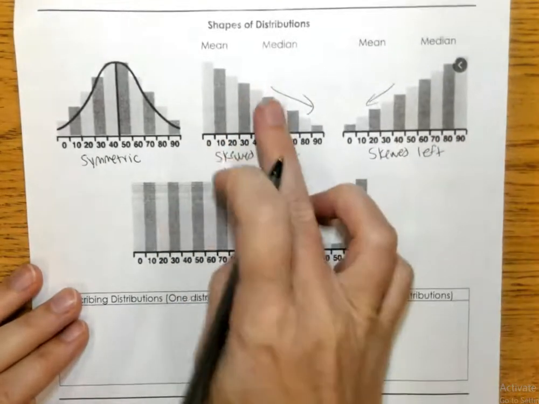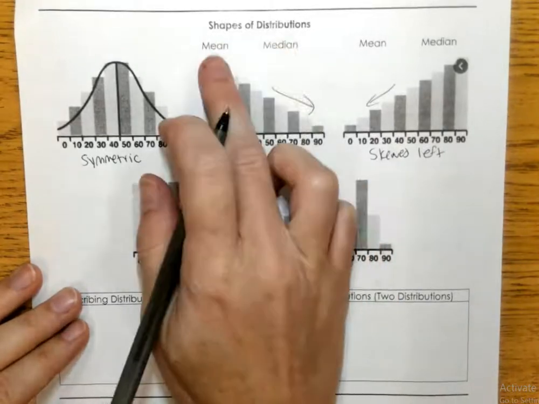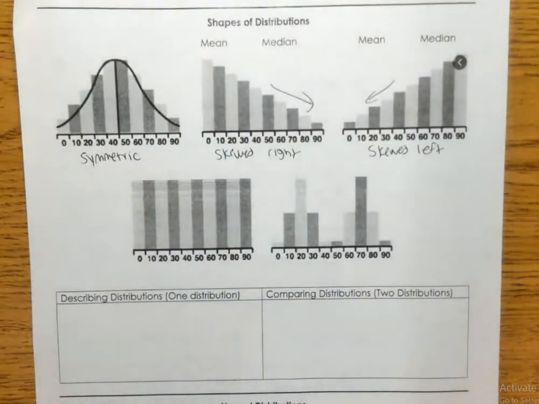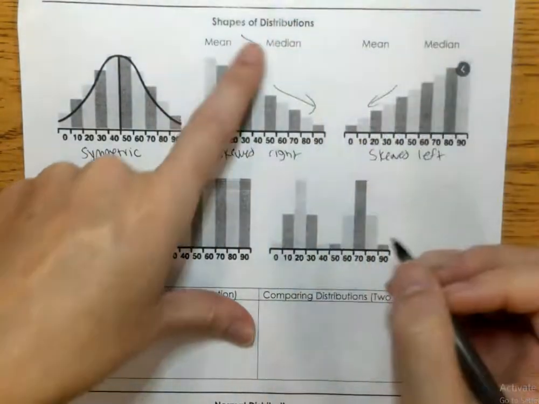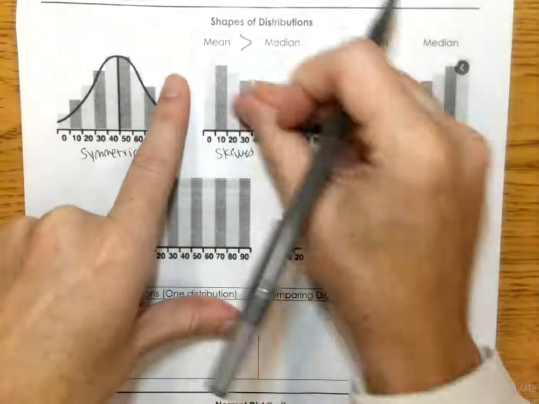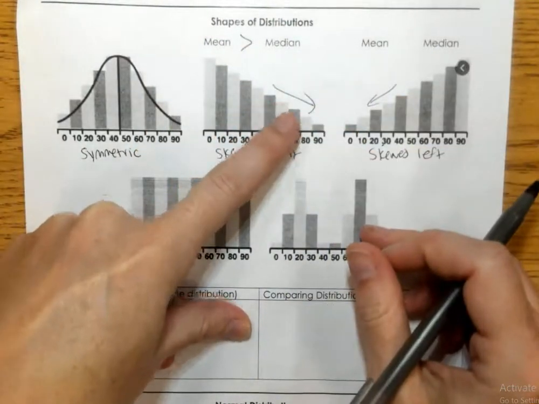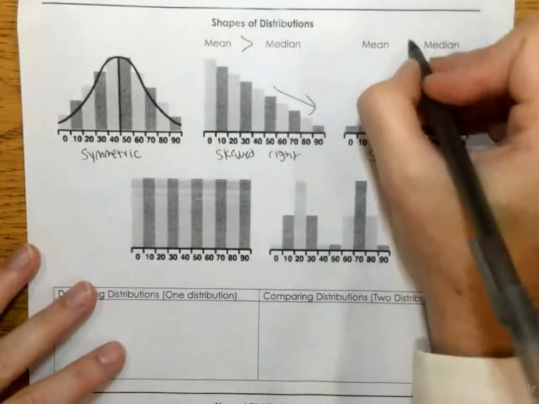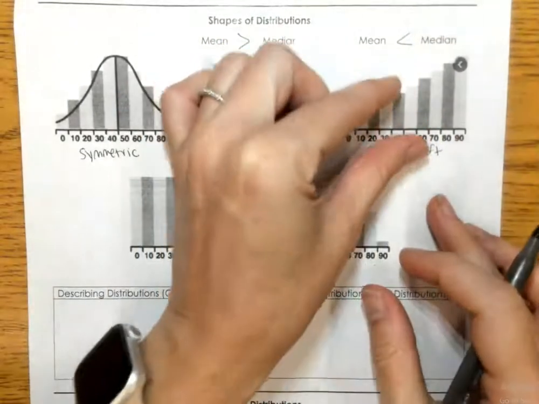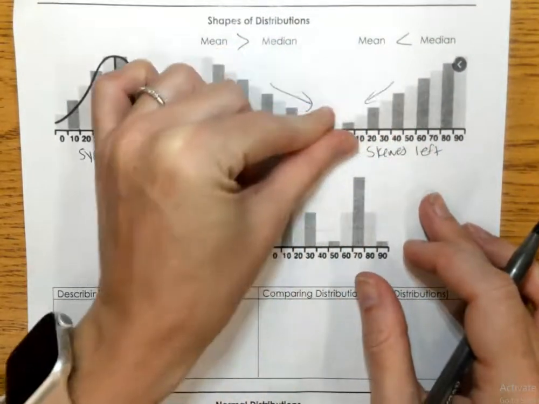All right, so with this one, tell me which one would be greater, the mean or the median? All right, for here, I hope you said the mean would be greater than the median because the skew is pulling the mean over. So the mean is going to be greater. And then it's the opposite over here. The median's going to be greater because the skew is pulling the mean to the lower numbers.